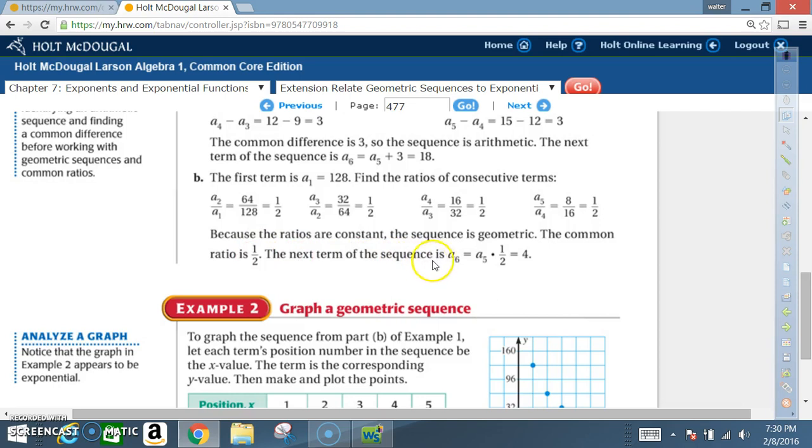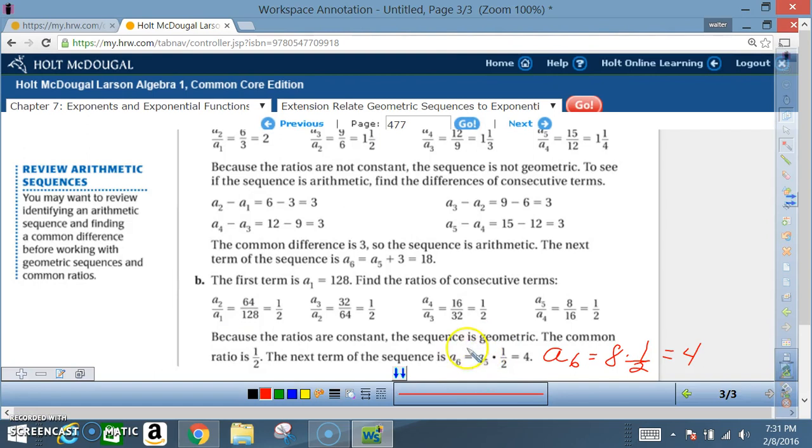The next term in the sequence is a sub 6, which is equal to a5 times 1 half, which is equal to 4. For those of us who may be a tad bit confused, the sixth term is equal to the fifth term times 1/2. Well, what's the fifth term? Look up in your table and you see the fifth term is 8. What's 8 times 1/2? Excuse me, the common ratio. 8 times 1/2 is equal to 4.